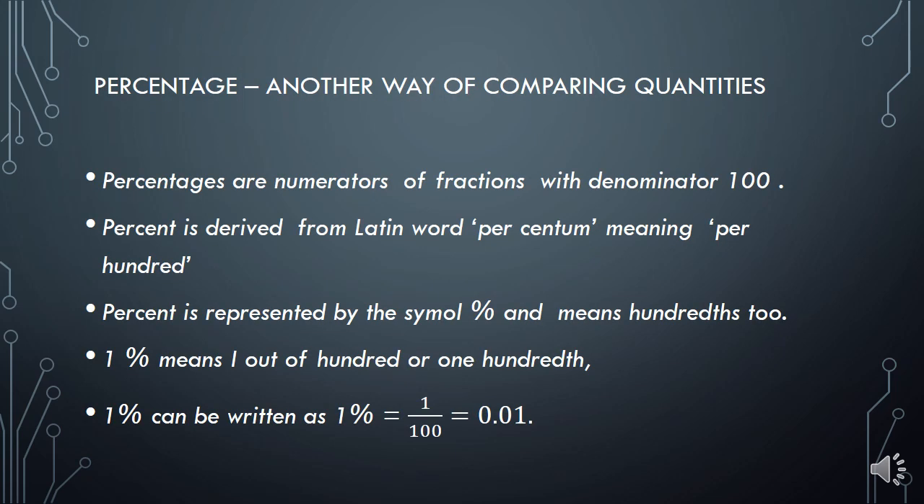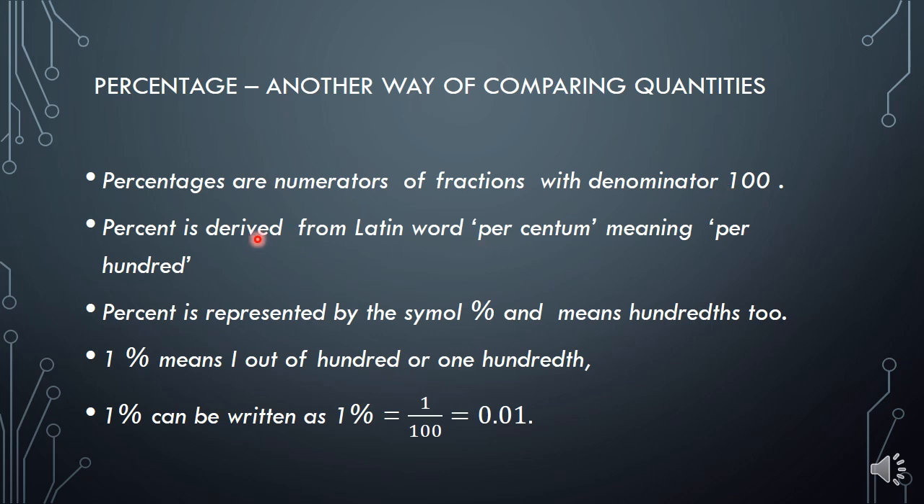Children, we learn comparing quantities. Now the next term is percentage. We use percentage also for comparing quantities. Whenever we are discussing about the marks of students, we are using percentage. How many students are present in the class, we can say in percent. In various situations we can use percentage. So percentages are numerators of fractions with denominator 100.